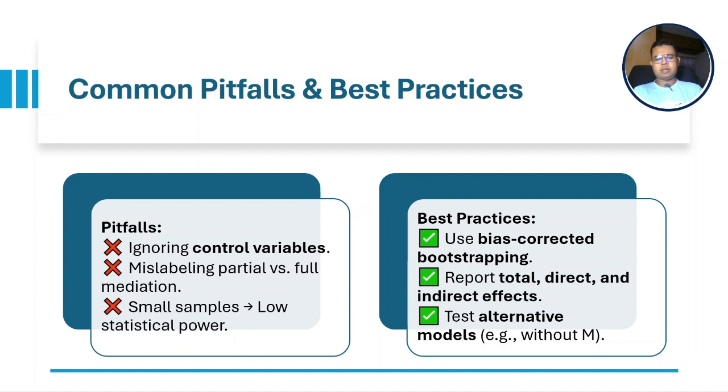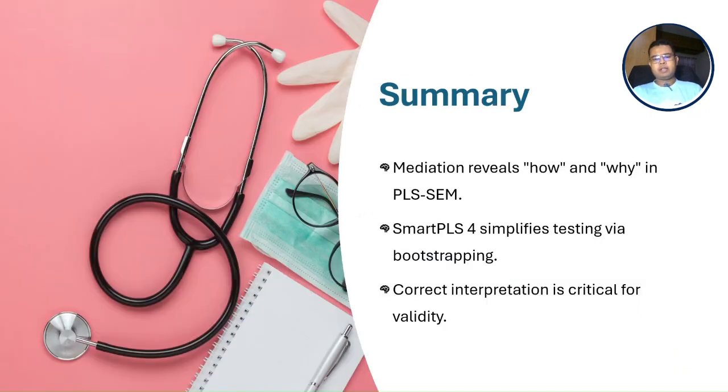On the other hand, which is the best practice? We can use the bias corrected bootstrapping technique, and report total, direct, and indirect effects. This is the opportunity of using SmartPLS 4. And also, test alternative models. For example, if you don't have the mediator, you can also investigate the direct effect. Okay. In summary, mediation reveals how and why in PLS-SEM.